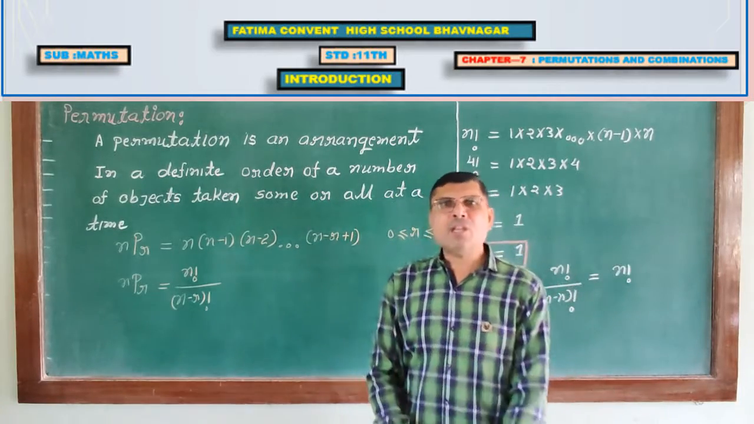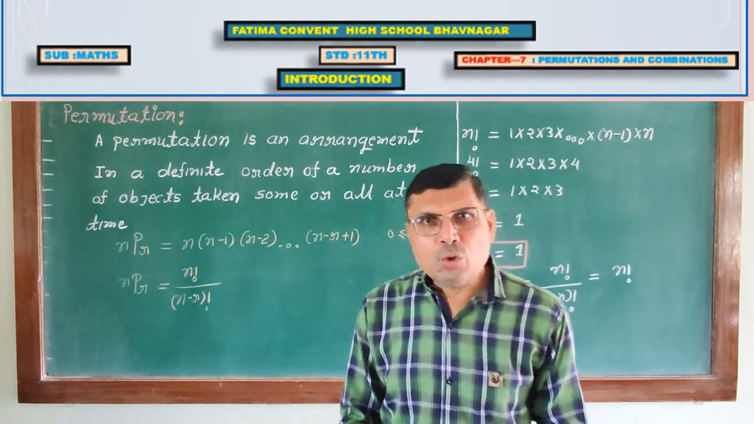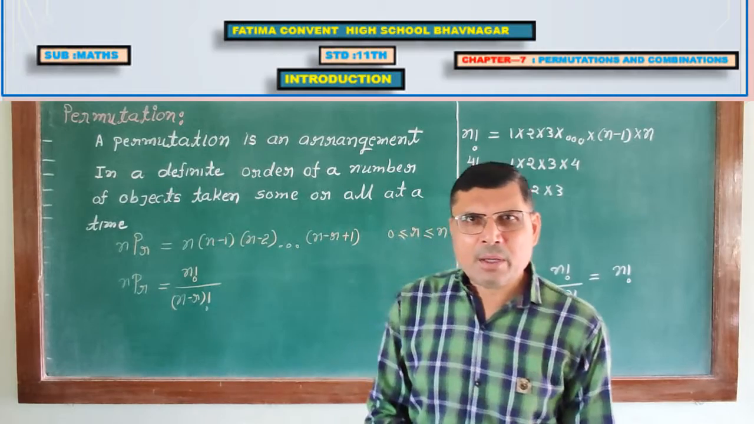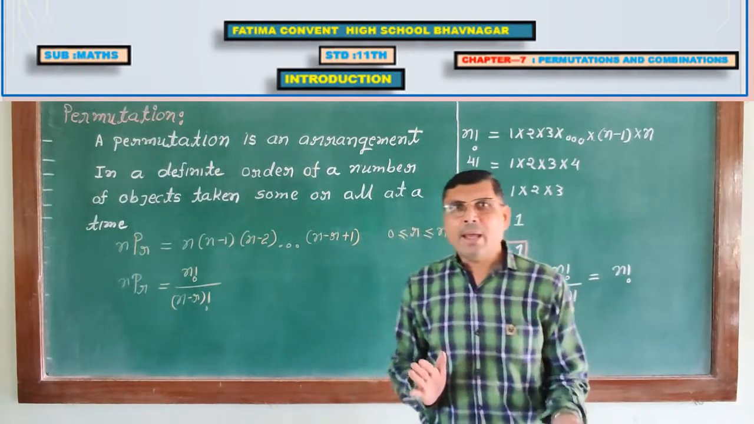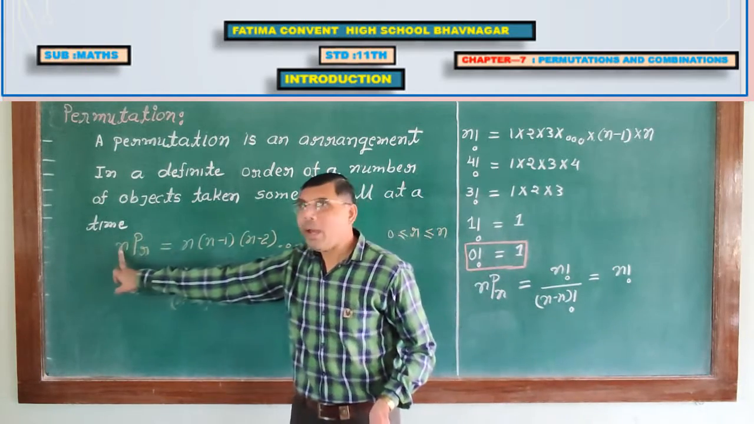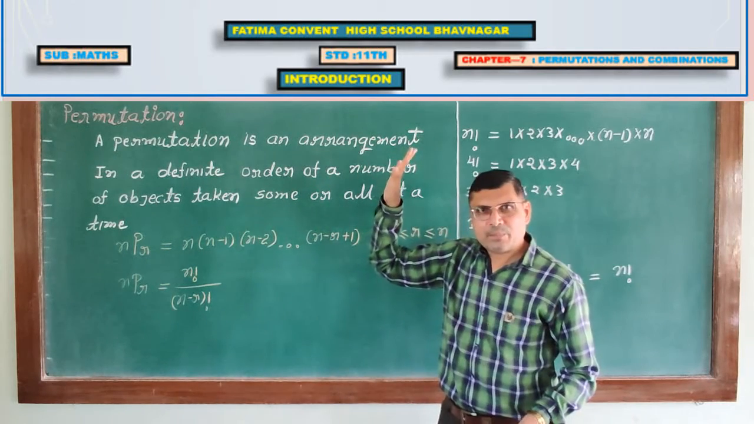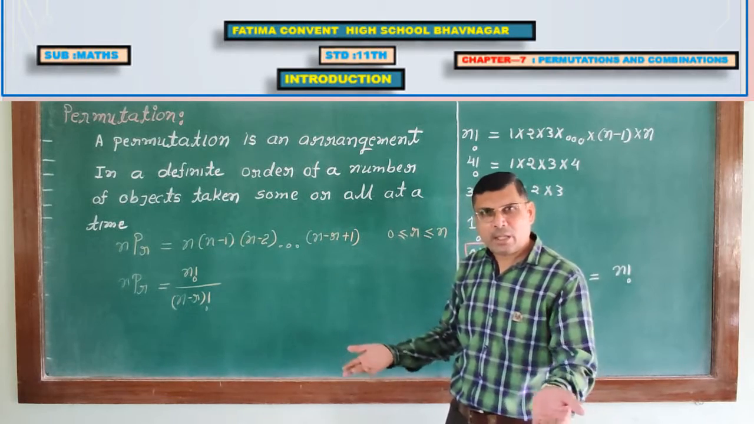It means you have to arrange your objects. You may take all, you may take some, meaning selected. Here remember, repetition is not allowed. And the formula is this: out of n objects, if you want to select r objects, then in how many ways can you arrange them, and how can you arrange them.